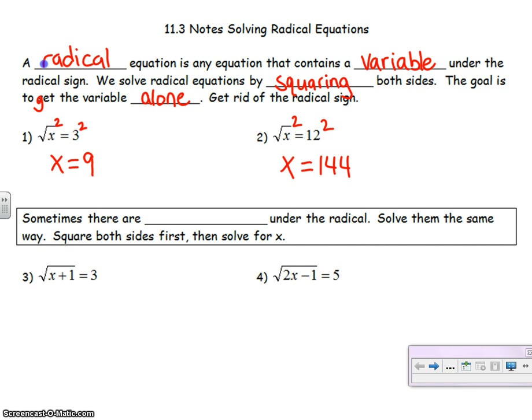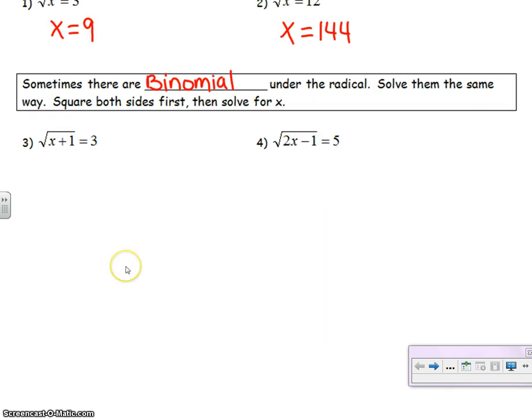Okay, sometimes there are binomials under the radical, and we're going to solve them the same way. We will square both sides first, and then we will solve for x. So when we look at number 3, we have the square root of x plus 1 equals 3. We square both sides. We are left with just x plus 1 is equal to 9. And then we'll solve this like a regular two-step equation.